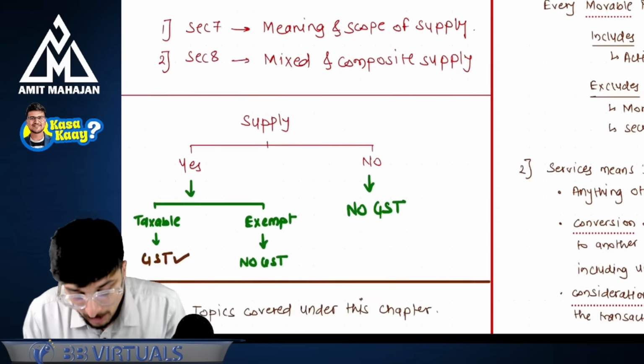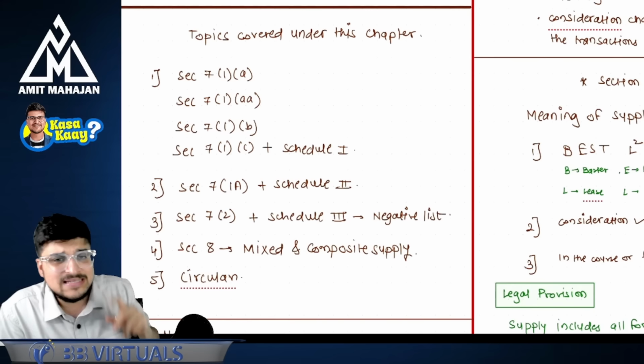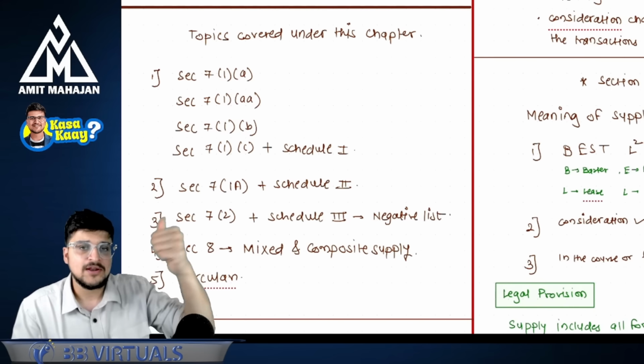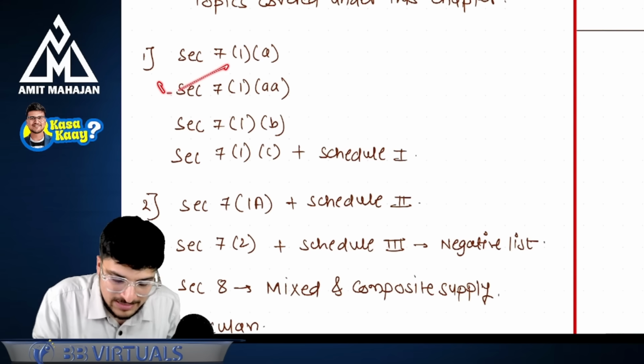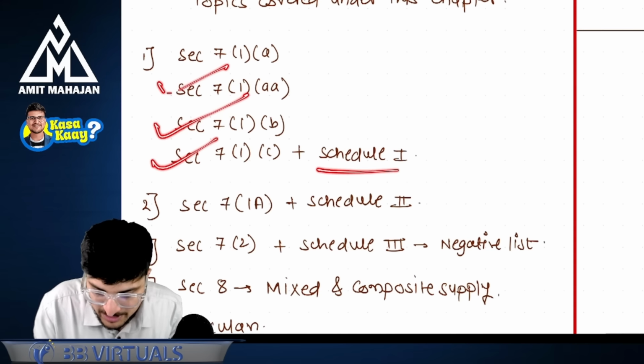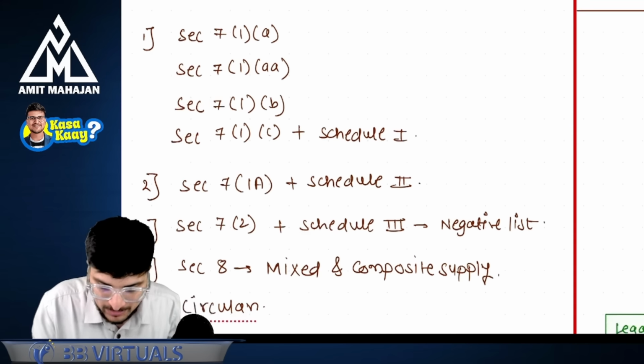These are the topics which you need to do in this chapter. Number one, section 7(1A), I will tell you everything. Then 7(1AA), 7(1B), 7(1C), read with Schedule 1, 7(1)(a), read with Schedule 2, and Section 7(2), read with Schedule 3, which is the negative list. Then Section 8, that is mixed supply and composite supply, and a lot of circulars. Okay, fine. So let's start with the session and the main chapter.